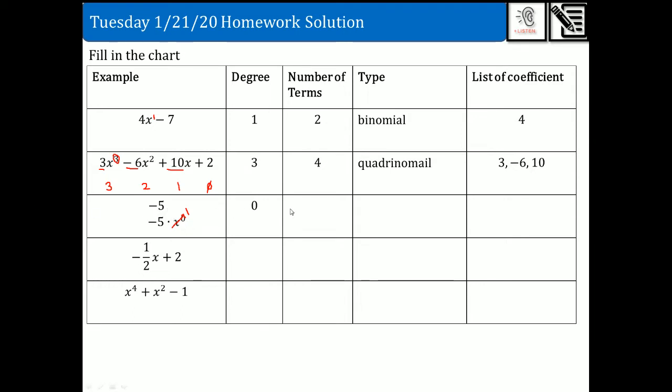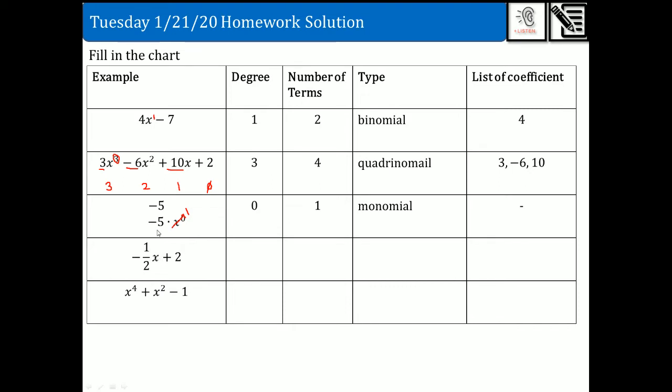Okay, what is the number of terms? 1, just a negative 5. Okay, when it's just one thing, it's called a monomial. And in this case, what is the list of coefficients? There wouldn't be a list of coefficients because there's nothing in front of the variable, because there is no variable here. Okay, next one.